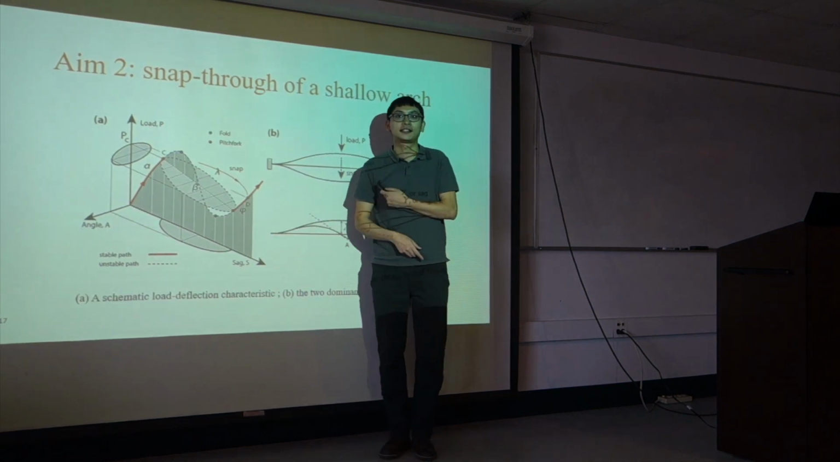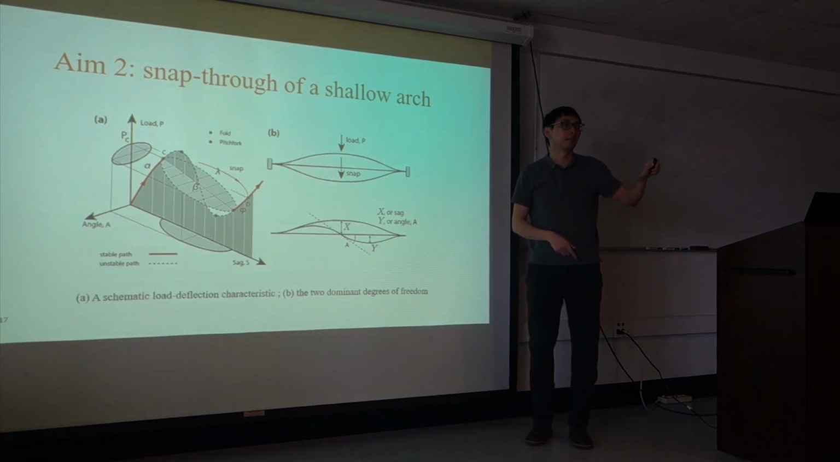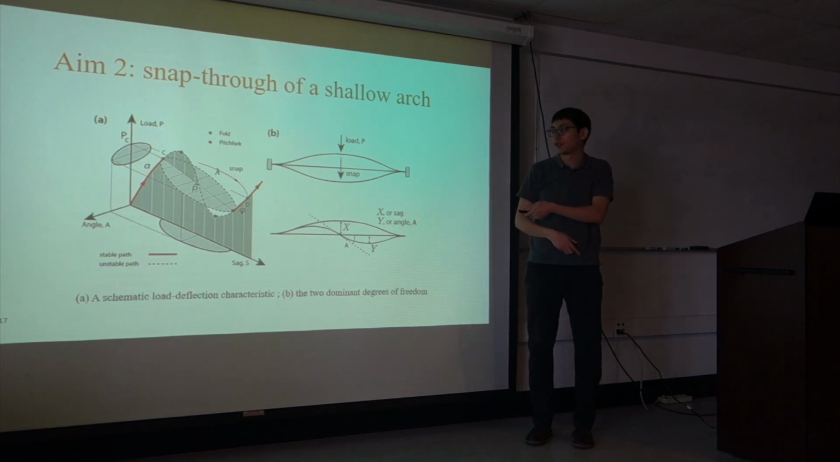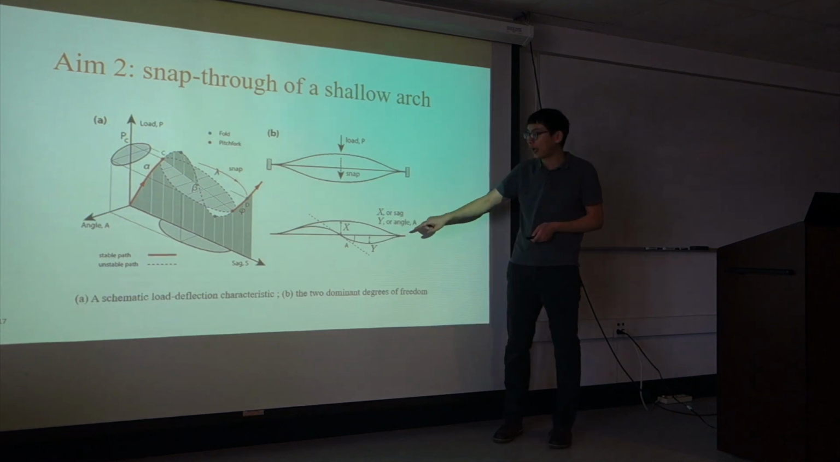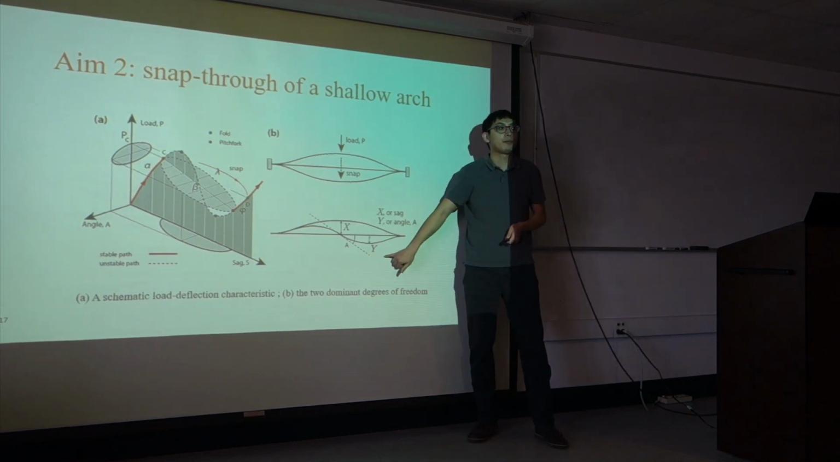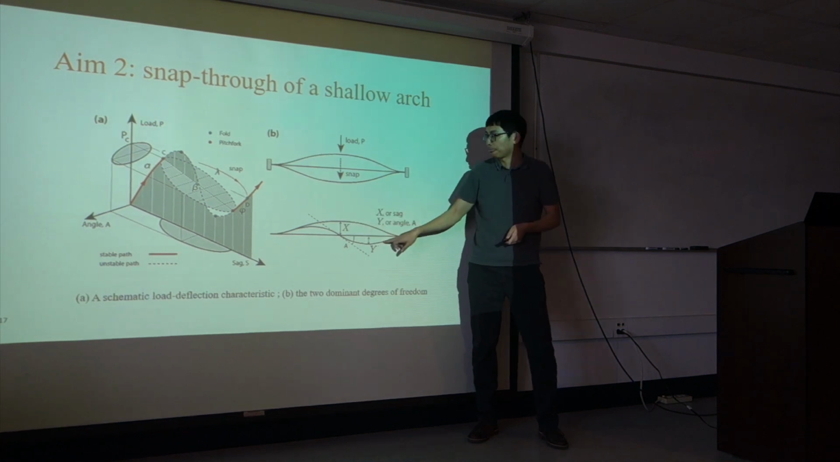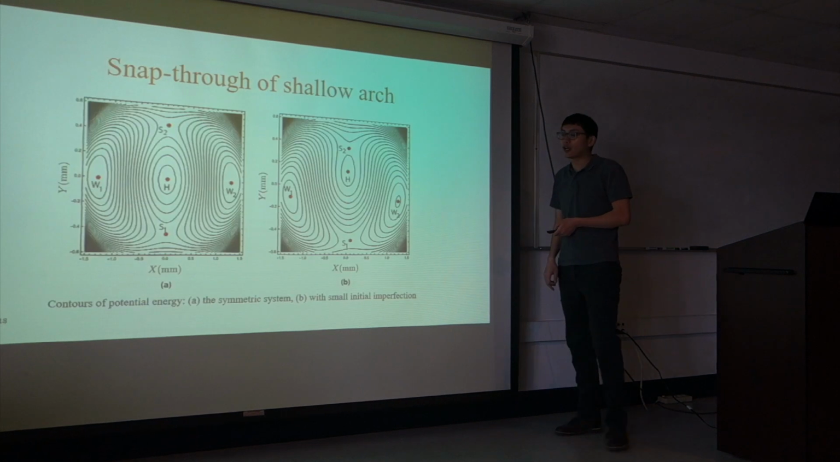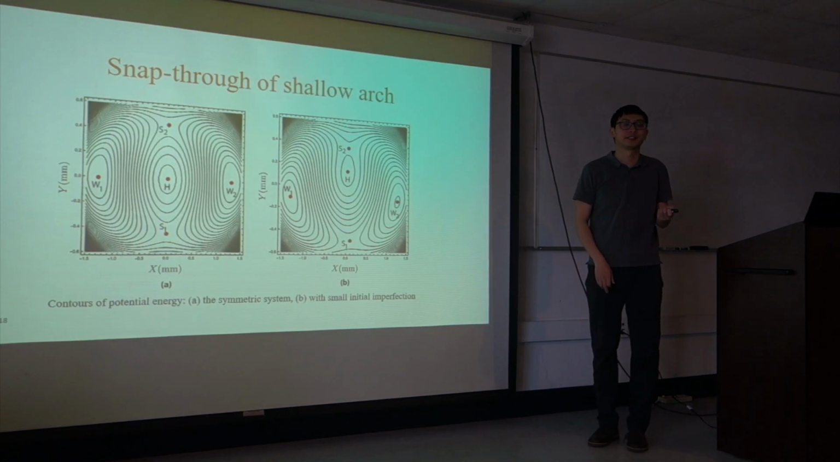Here, in my study, I want to introduce some initial imperfection of the arch, so the deformation is asymmetric. To capture the asymmetric deformation, I introduce a two-mode shape truncation, x and y. x and y are the amplitudes of the first and second order mode shapes. After I introduce the two-mode shape truncation, I have a 2-degree of freedom system.